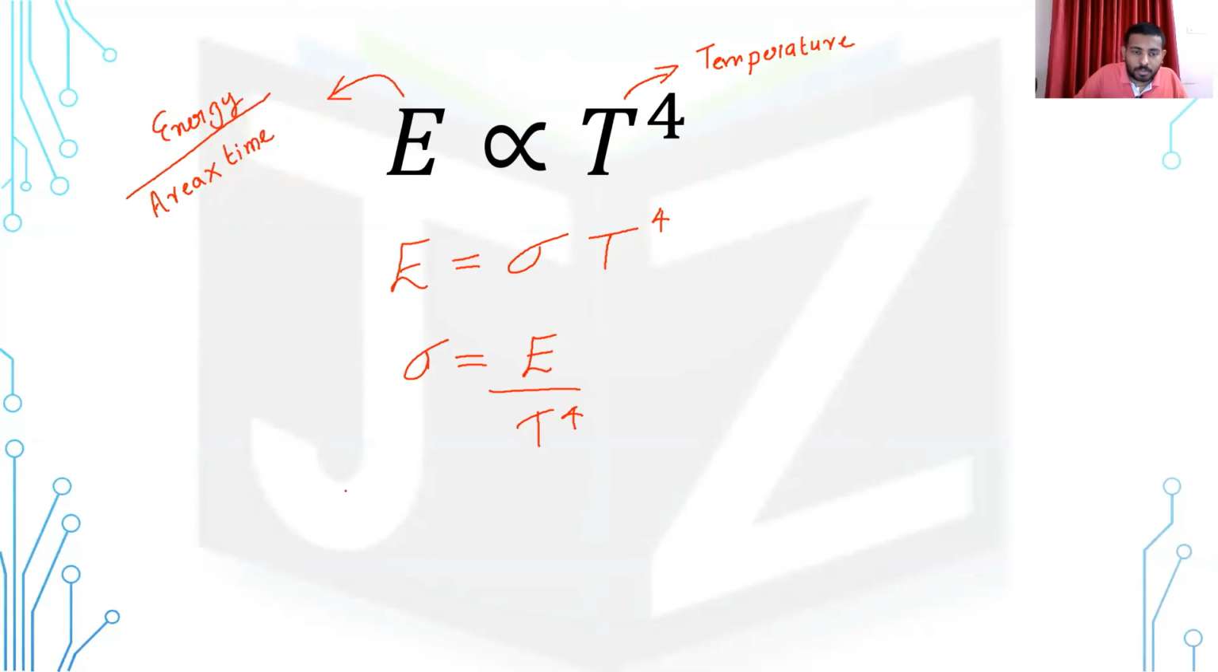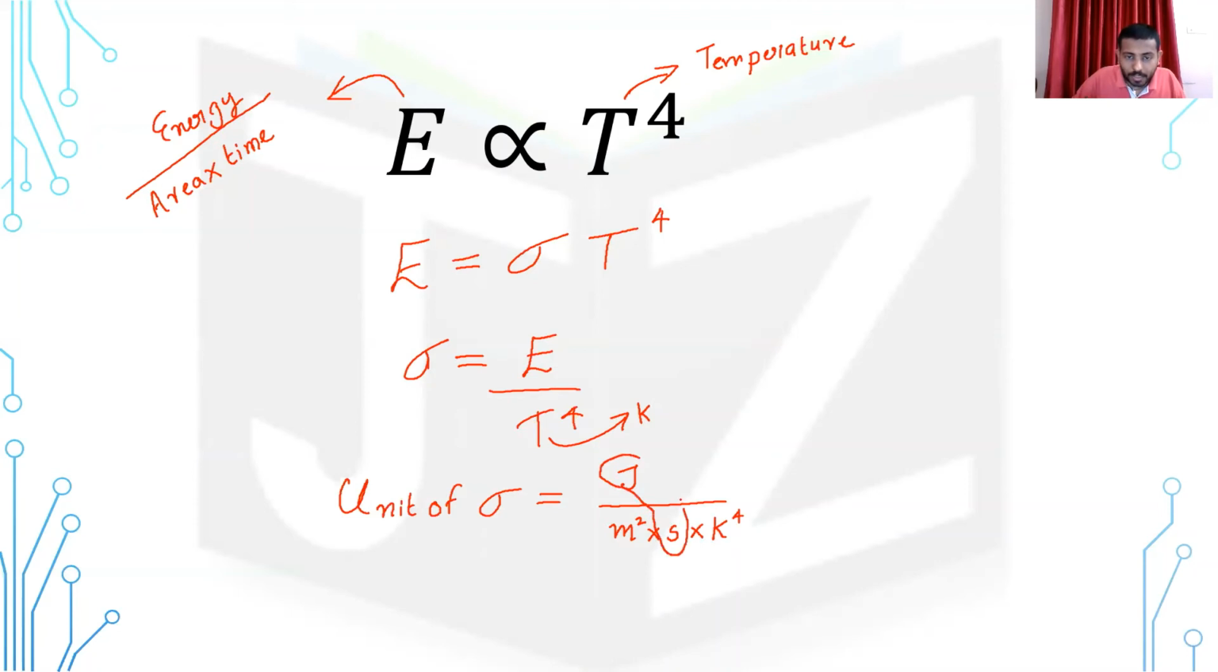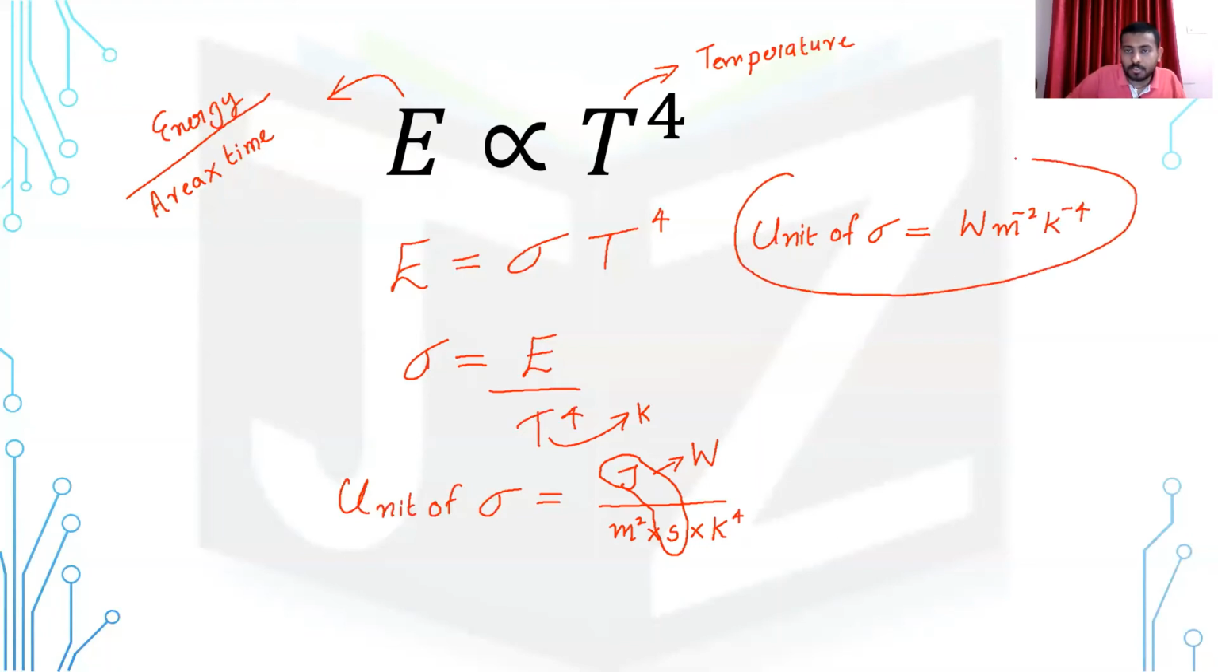So we can write the unit of sigma. The unit of temperature is Kelvin, right? So the unit of sigma is equal to energy, the unit of energy is joule, and the unit of area is meter squared. The unit of time is second, and we have Kelvin, the unit of temperature, raised to 4. And you already know that joule per second is nothing but watt. Therefore, the unit of the Stefan-Boltzmann constant is watt meter raised to minus 2 Kelvin raised to minus 4.